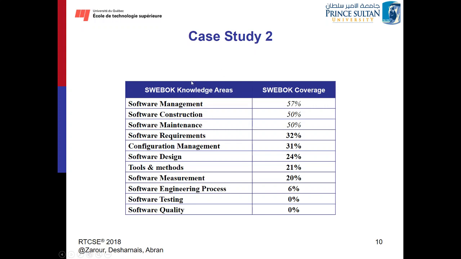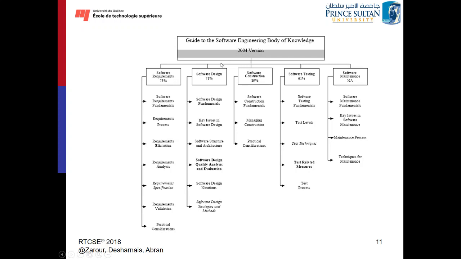For the second case study, these are the different knowledge areas that have been covered, and as you can see, the coverage level for all knowledge areas was less than 60%. This is a figure that depicts the different knowledge areas that have been assessed for case study 1, for example, and the percentage level for each knowledge area.